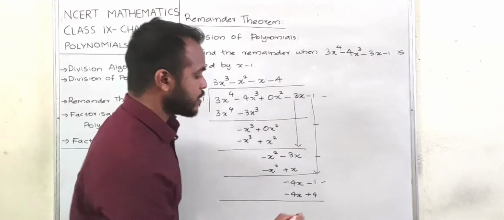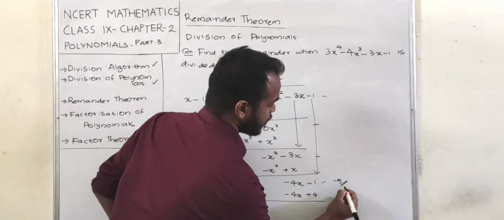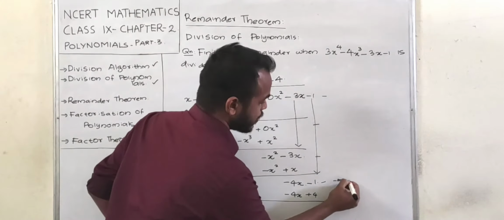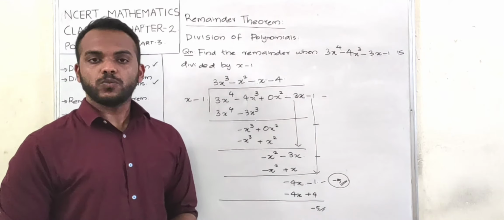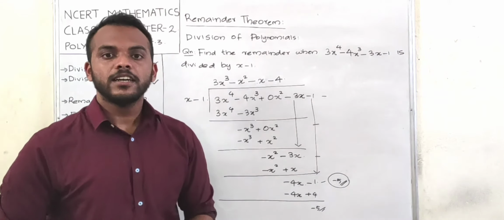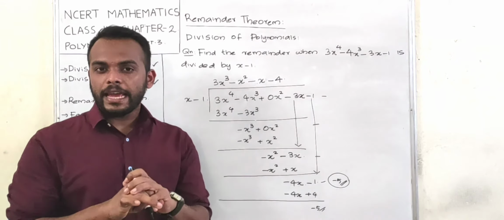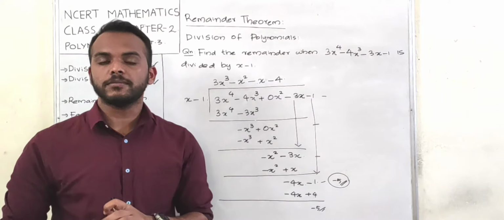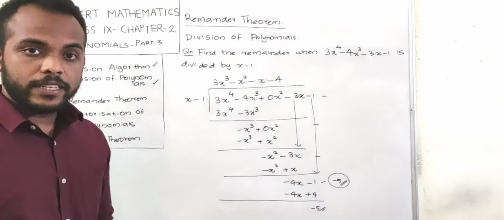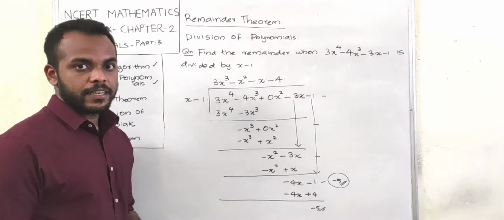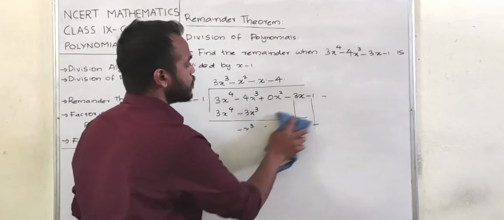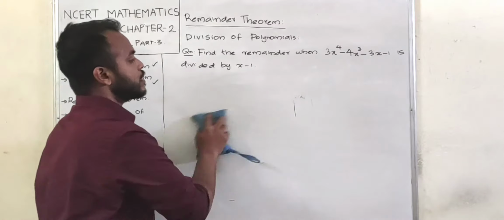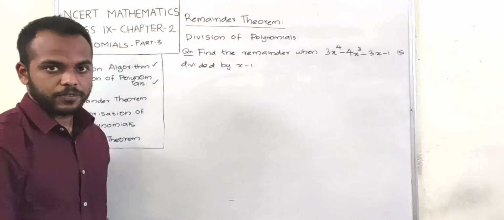Minus 4 minus 1 is minus 5. So the remainder is minus 5. So that's one way to find the remainder. Now we have learned a small trick to find the remainder. Let's see whether we are going to get the same remainder if we do it that way.